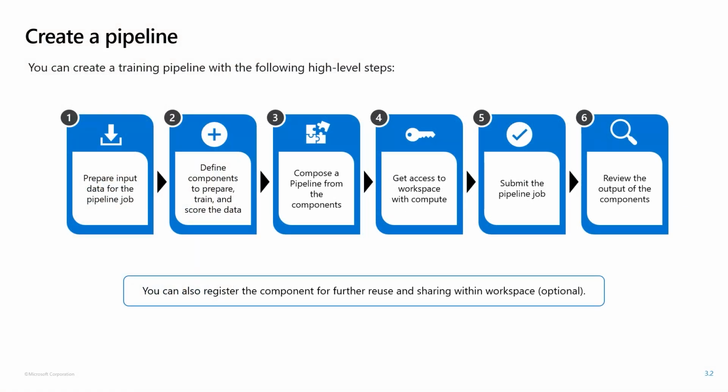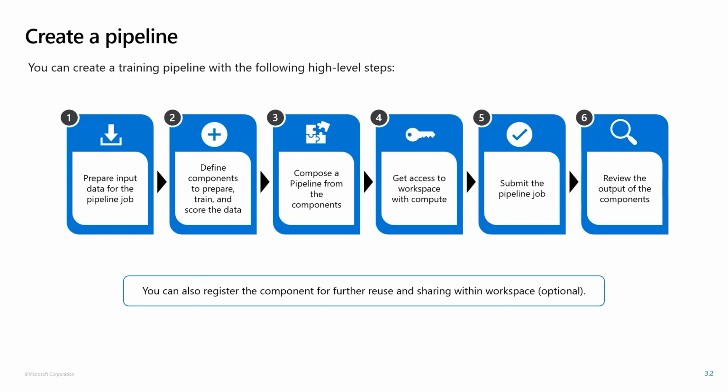Be aware of the high-level steps to create a pipeline. Step 1, prepare the input data to ensure your input data is ready for the pipeline job. Step 2, define components to prepare, train, and store the data. Then compose the pipeline and assemble these components into a coherent pipeline. Then you get access to the workspace with compute to secure the Azure ML workspace and the required compute resources.